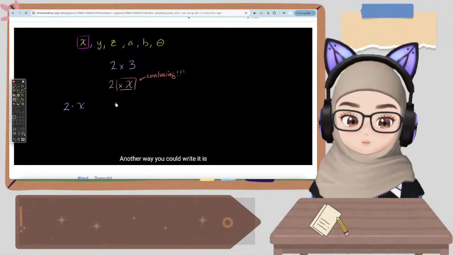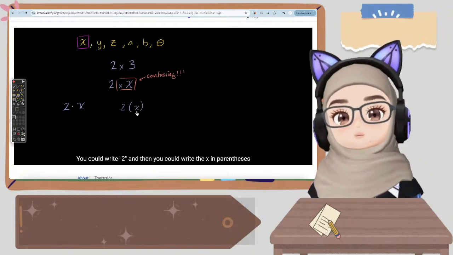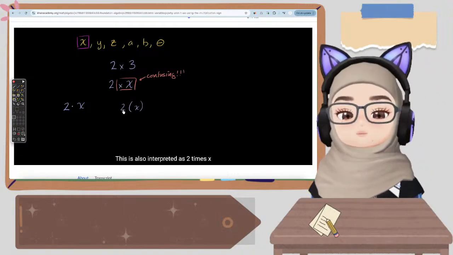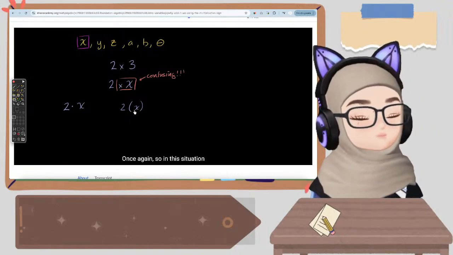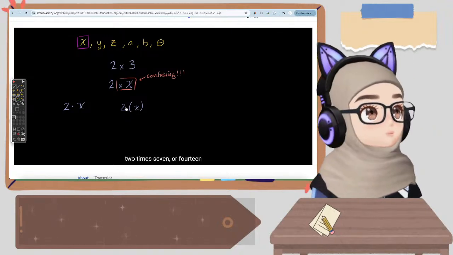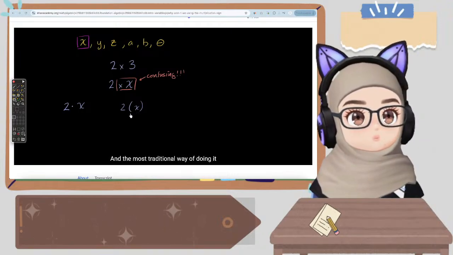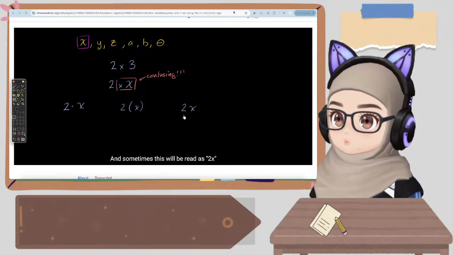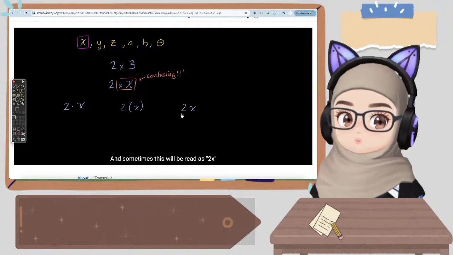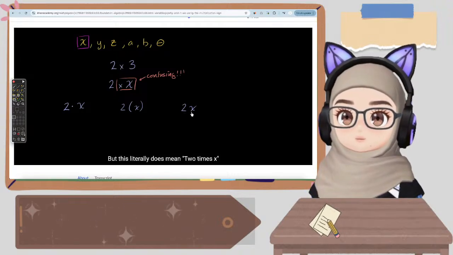Another way that you could write it is you could write 2, and then you could write the x in parentheses right next to it. This is also interpreted as 2 times x. Once again, if in this situation x were 7, this would be 2 times 7, or 14. And then the most traditional way of doing it is to just write the x right after the 2. And sometimes this will be read as 2x. But this literally does mean 2 times x.